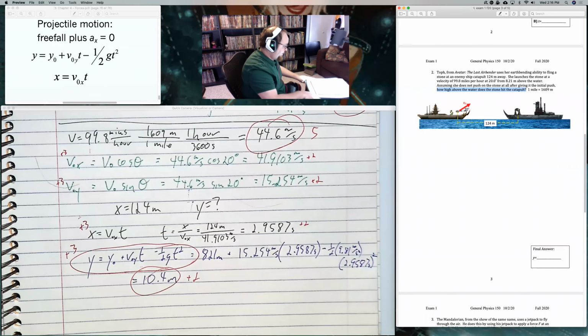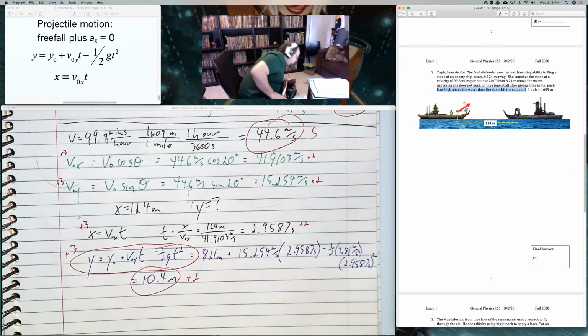Now, as I said, I might go the other way. I might instead give y and ask for x. I talked about problems similar to that already. If I do that, just go the other way.